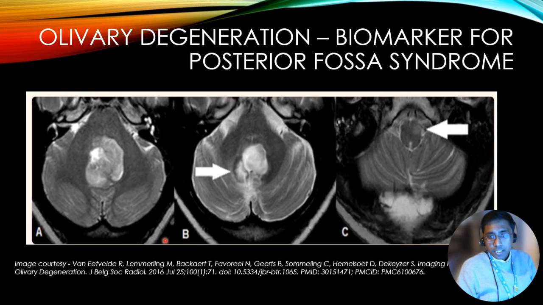This is something taken from an article just to demonstrate a medulloblastoma in the posterior fossa, and we can see that over time these children can go on to develop a posterior fossa syndrome. The child can become mute. It's called cerebral mutism. And remember that there can be a biomarker for it, which is olivary degeneration involving the anterolateral aspect of the medulla, which can be a subtle biomarker.